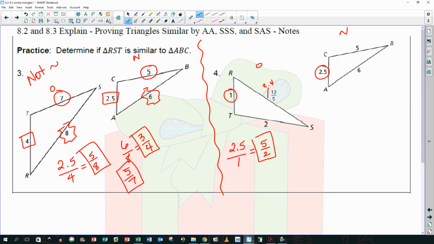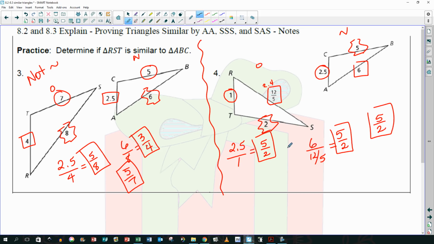So this is the largest side. So my largest side pairs with my largest side. So new over old. So 6 divided by 12 over 5. And I get math, enter. So turn your decimals into fractions. So far, so good. 5 over 2. And then this one pairs with this one. 5 over 2. Doesn't reduce because it's already there. So these sides are proportional to each other. So yes, these two are similar by side, side, side. 3 proportional parts.